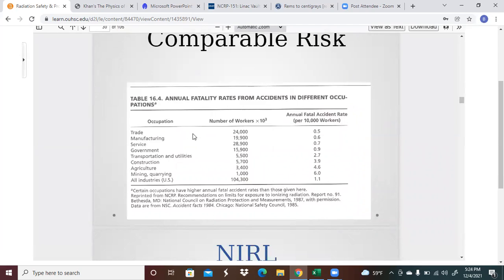So you can see here the fatality rates for accidents in different occupations, such as trade, manufacturing, service, government, transportation, and so on and so forth. So this is the number of workers that you have times obviously 1,000. And then the annual fatal accident rates per 10,000 workers, which you can see there.